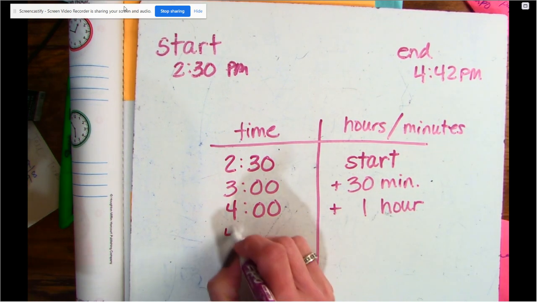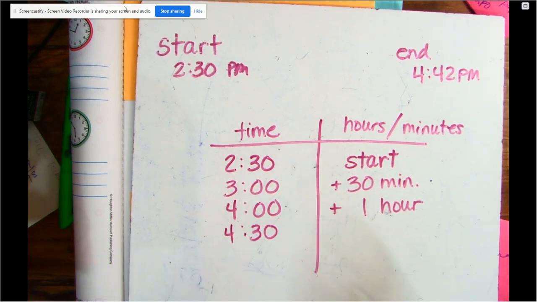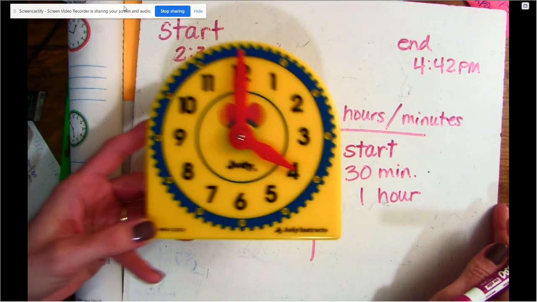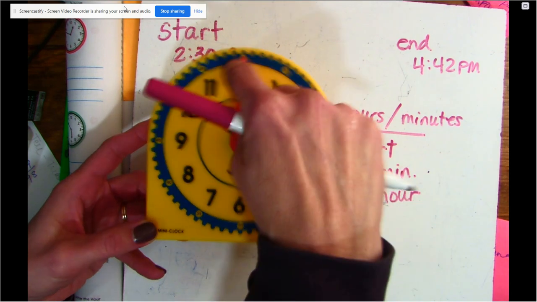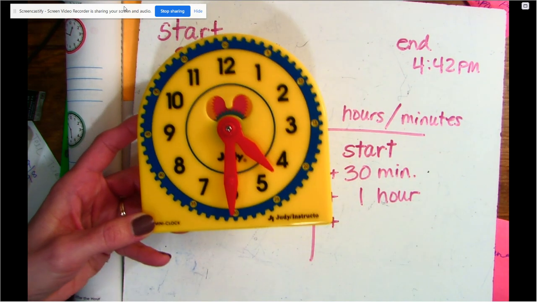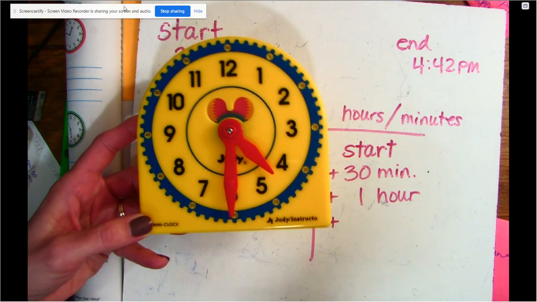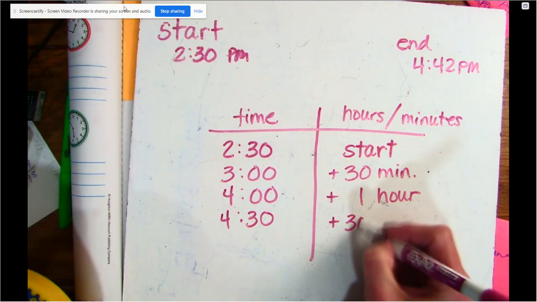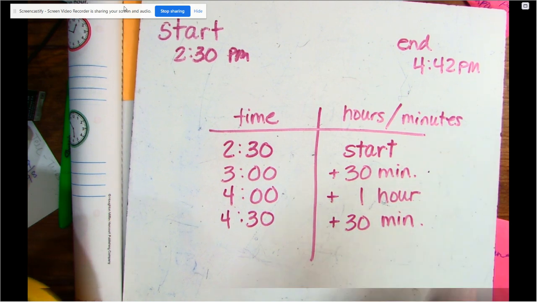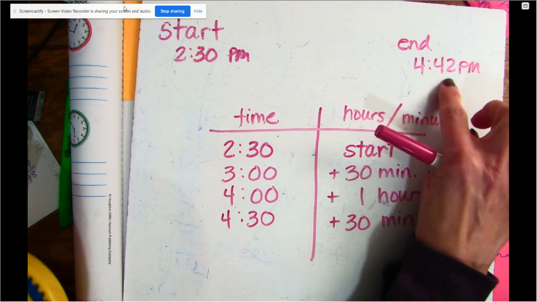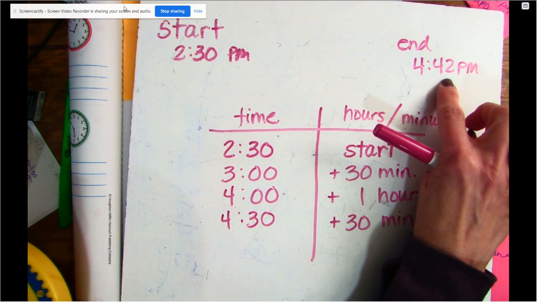If I go to 4:30, how much time is that? Here's 4 o'clock. If I go to 4:30, how much time has passed? 30 minutes, right? We have half of an hour. We're going to add 30 minutes. Okay. Can I go to the next o'clock? Can I go to 5 o'clock without passing my end time? Oh, I can't. I can't, can I?